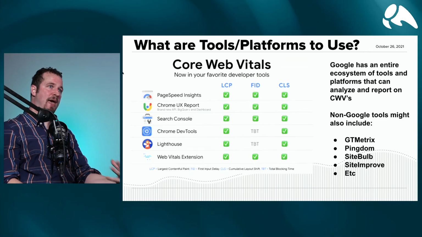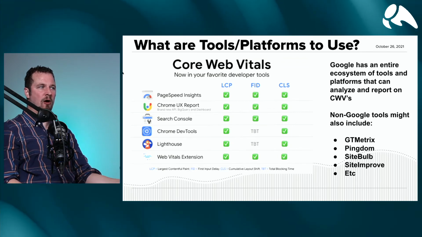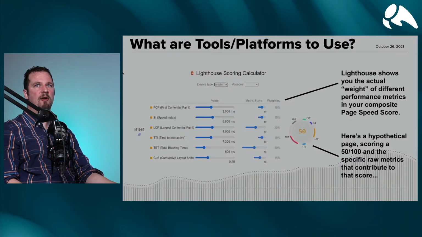GTmetrix and Pingdom are the two really popular ones among developers. If people are using other types of crawling solutions like SiteBulb or SiteImprove, those are two you can use as well.